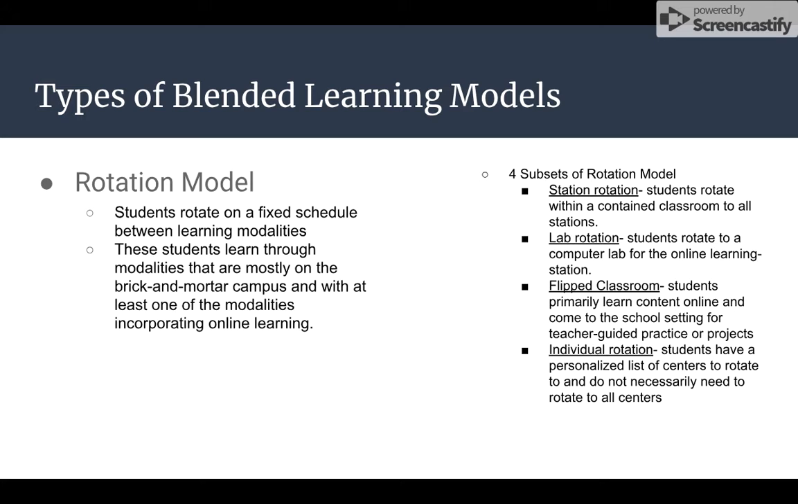So, within the rotation model, we have four subsets. So we have the station rotation, where students rotate within a contained classroom to all the stations. We have the lab rotation, where students rotate to a computer lab for the online learning station. We have the flipped classroom, where the students do most of their learning online and then come to the school or the classroom setting for teacher-guided practice or projects. And then we have the individual rotation, where the students do not have to go to all the centers, and it's basically a personalized list of centers that each student will have to go to. They do not necessarily all have to rotate to the same centers or to the same centers at the same time.